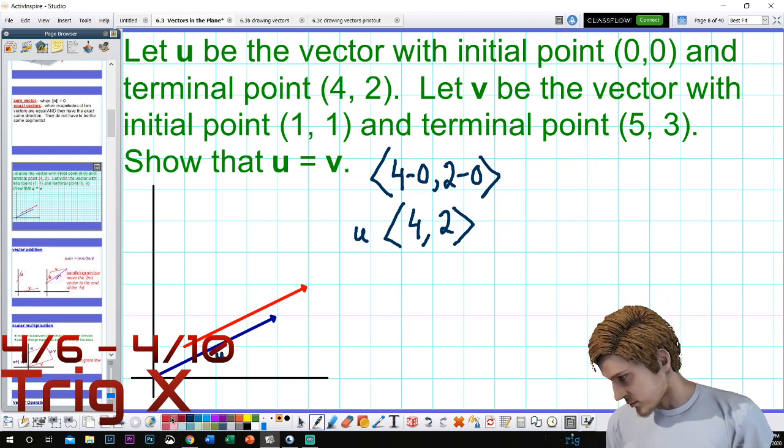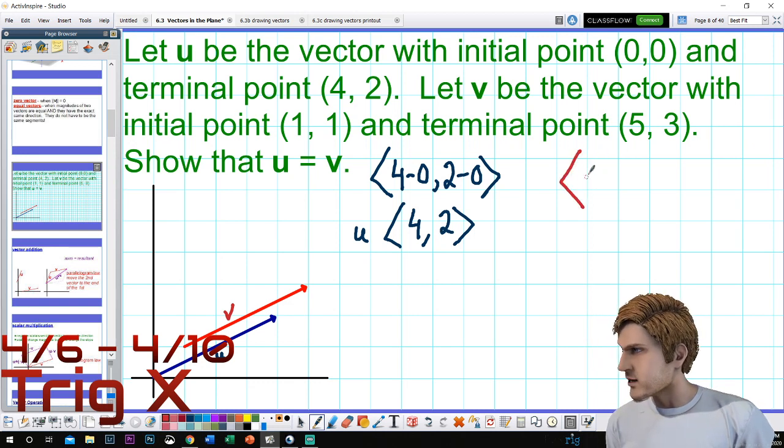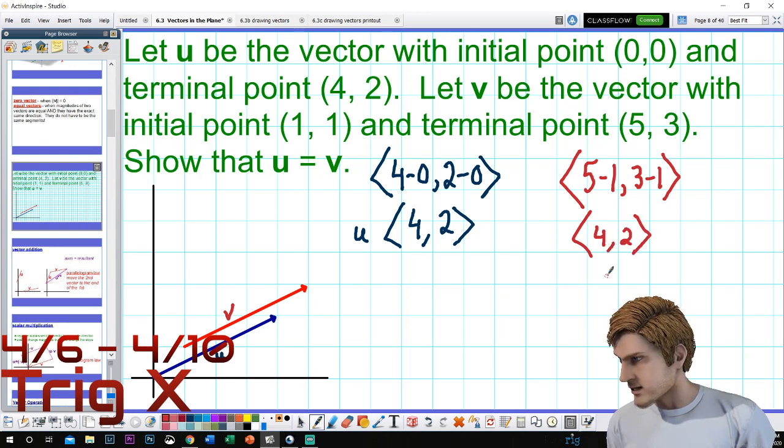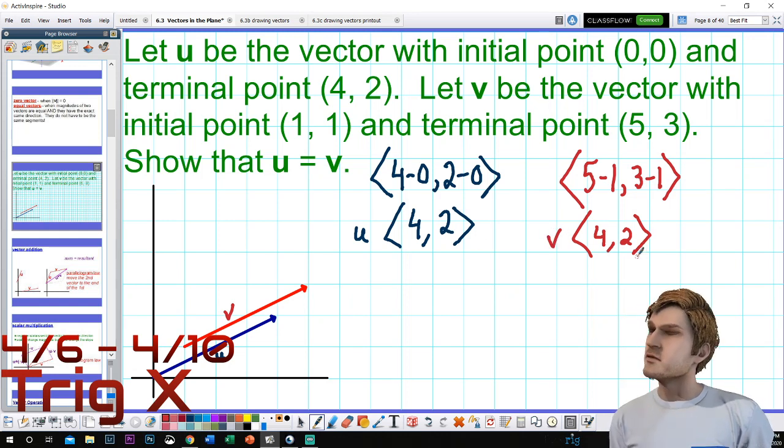Now let's do V in component form. We're going to do the same thing. We're going to start with the terminal point, subtract off the initial. So this gives us in component form 4, 2. Yes, indeed, they're the exact same. All you have to do is show that two component forms are the same, and that tells you that those two are equal vectors.